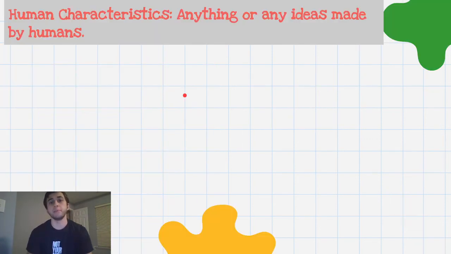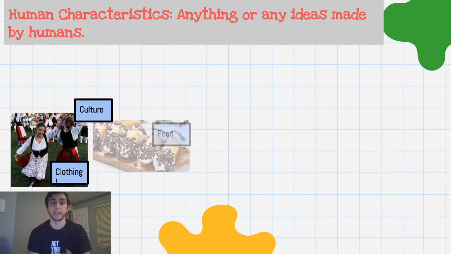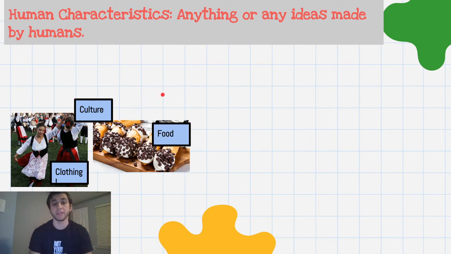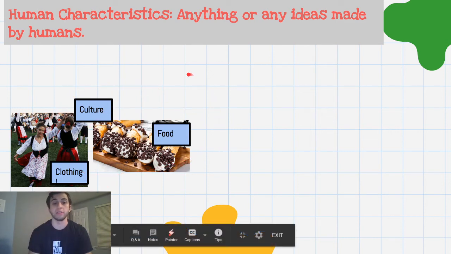Next, let's look at human characteristics. Anything or any ideas made by humans. That's why it's called a human characteristic. Some examples of human characteristics include culture, like clothing or food. These are things that really tell us about a place because clothing and food is different in almost any country you go to.